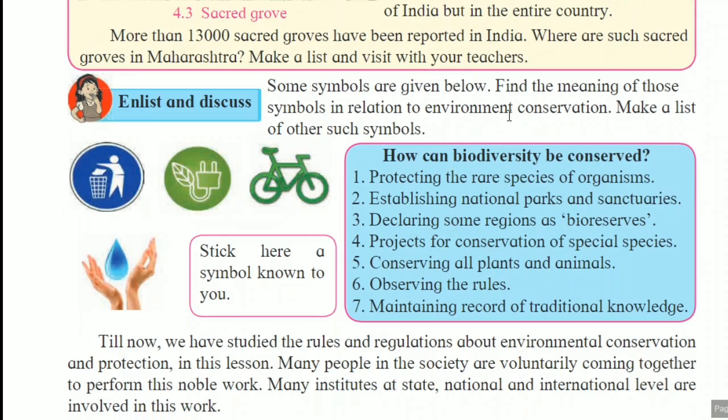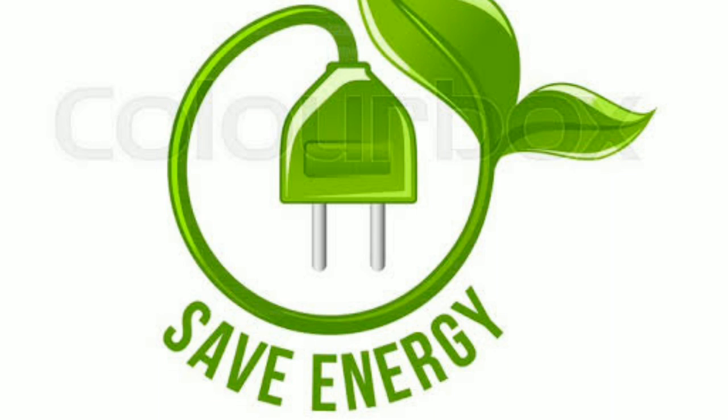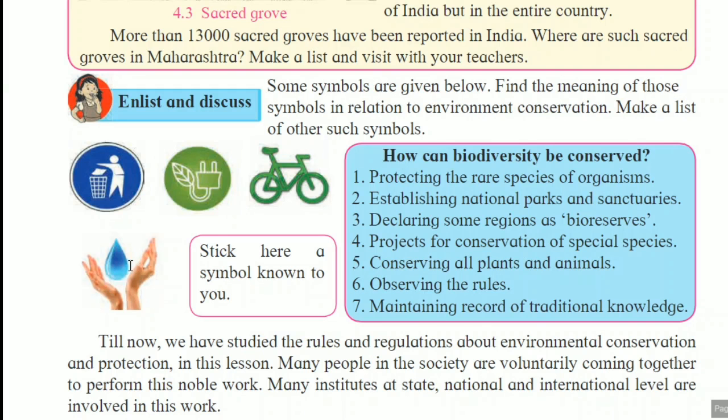Here, these symbols are there. This question may also be asked in the examination. The meaning of these symbols is related to environmental conservation. The first symbol indicates dispose of waste in the dustbin. We must dispose of waste in the dustbin. The second symbol indicates save energy or conserve energy. Third one, save fuel. Fourth one, save water. So these four are the symbols which are related to environmental conservation.